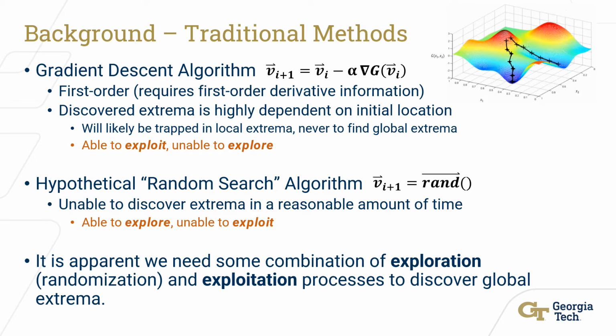One can note that the extrema discovered by this algorithm is highly dependent on the initial location of the variable vector, as seen in the image on the right. The two black lines, each starting quite close to each other, converge to different local extrema which may or may not be the global extrema of this function. For this reason, gradient descent is described as being able to exploit extrema, but unable to explore the function domain. Exploit and explore here being keywords used throughout this presentation.